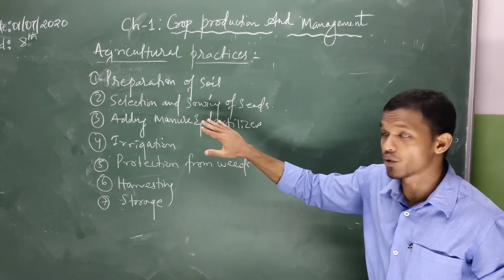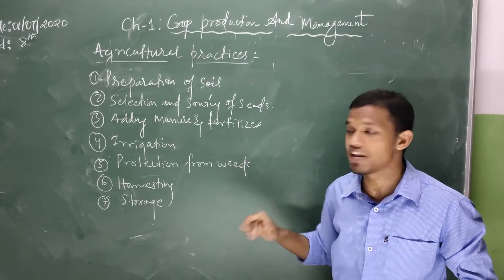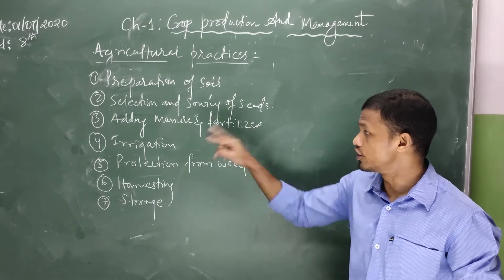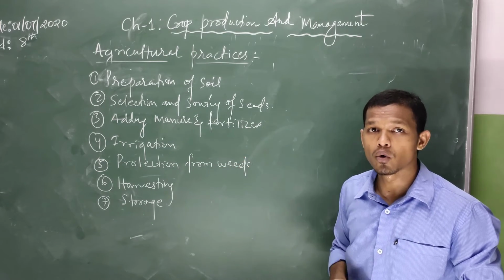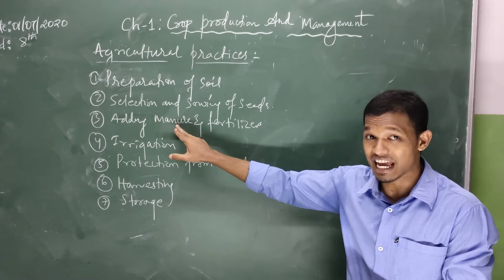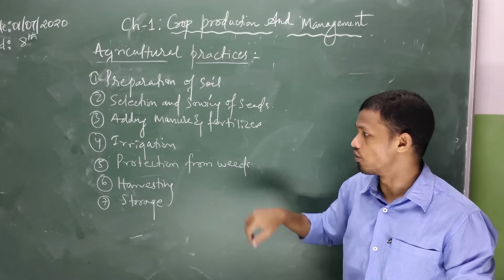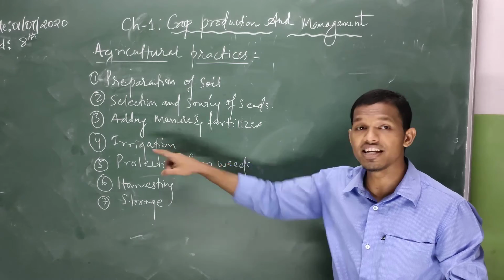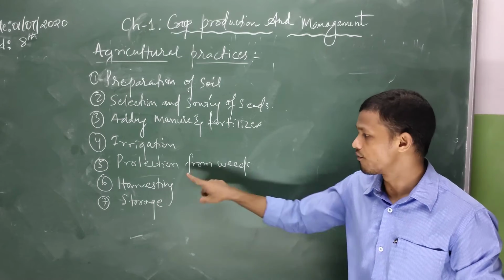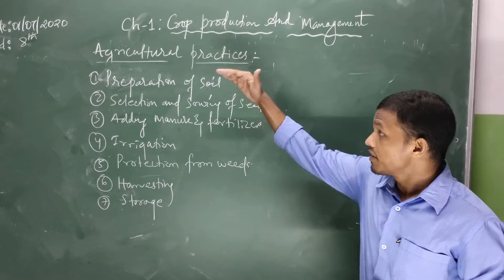After sowing, the seed will germinate and grow into a tender plant. After that, they add manures and fertilizers to give nutrients to the crop plants, which are used in the growth of good crops. You will also study about manures. There are types of manures, and there are also artificial fertilizers, that is chemical fertilizers. Then the next step is irrigation. It's also very important. Then next, protection from weeds. Today we will discuss protection from weeds, then harvesting and storage tomorrow, in the next video. So these are the activities we are following.